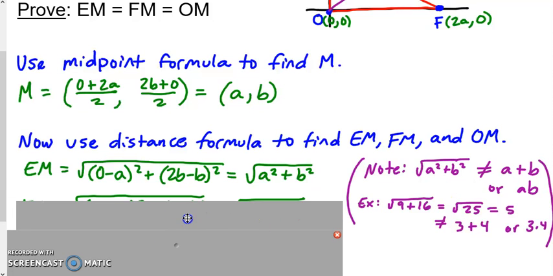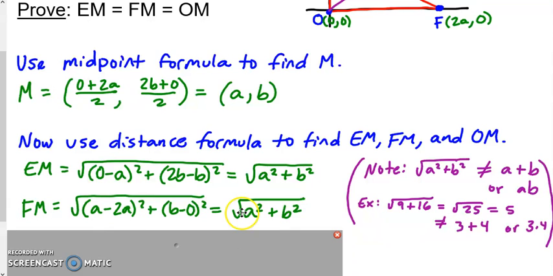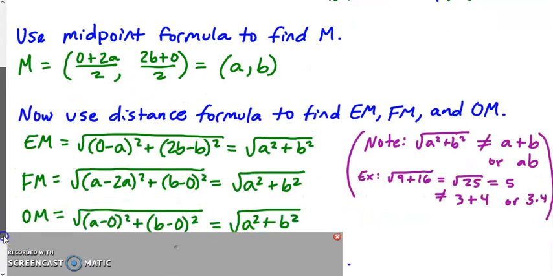Next, I used the distance formula to find FM, and I got the same thing. And I used the distance formula to find OM, and I got the same thing. So all three of these lengths are the same.